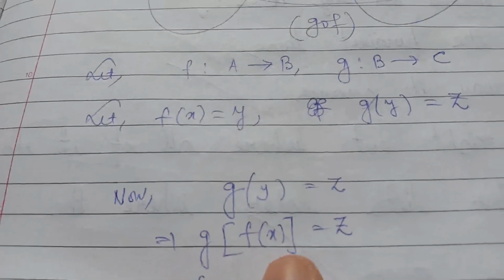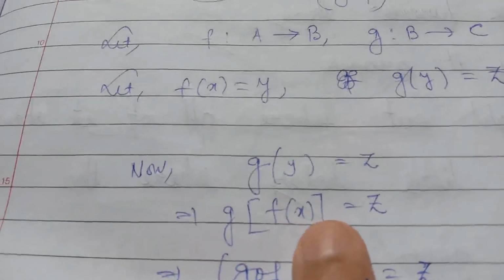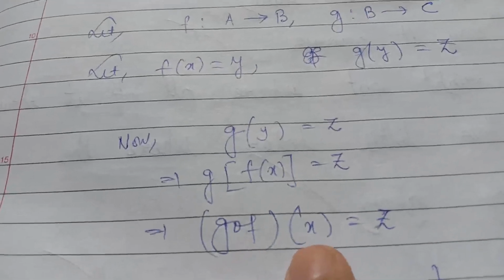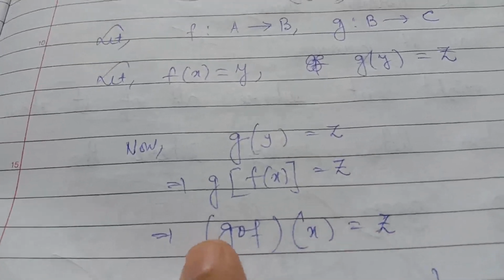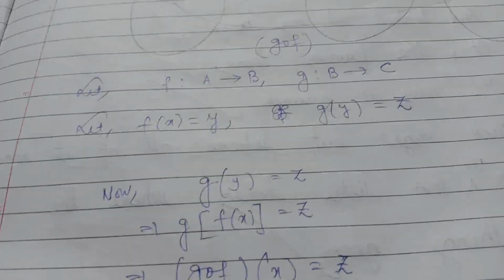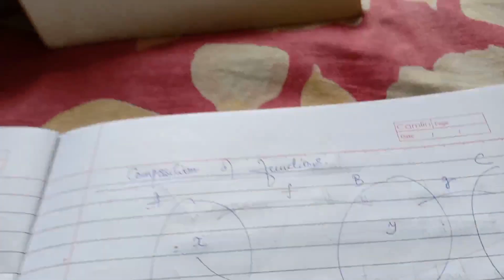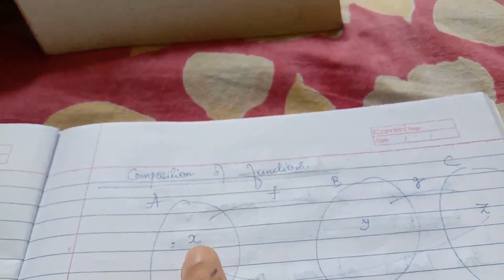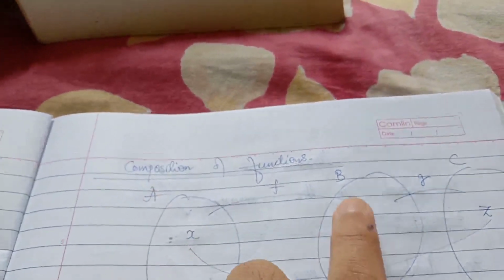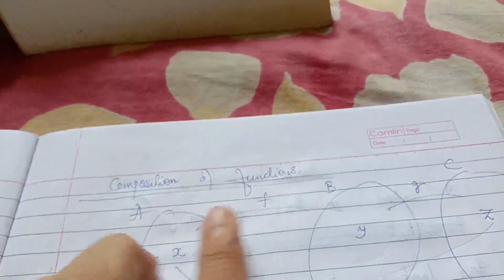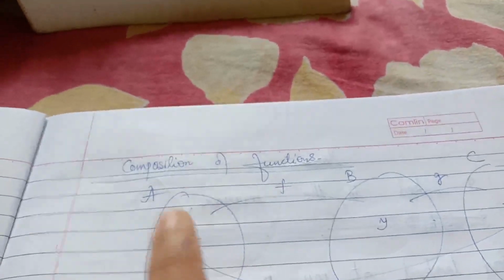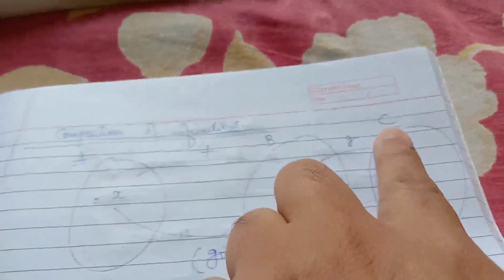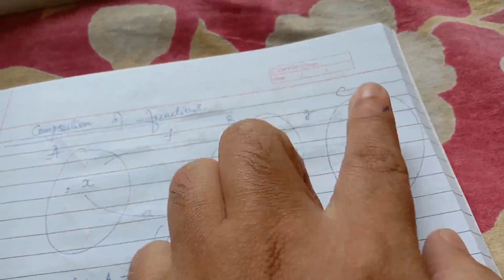g of f of x equal to g of f of x. We can write in this way: g composition f of x is equal to z. You can see f is a function from A to B. f connects x of A with y of B. g is a function from B to C. g connects y of B with z of C.